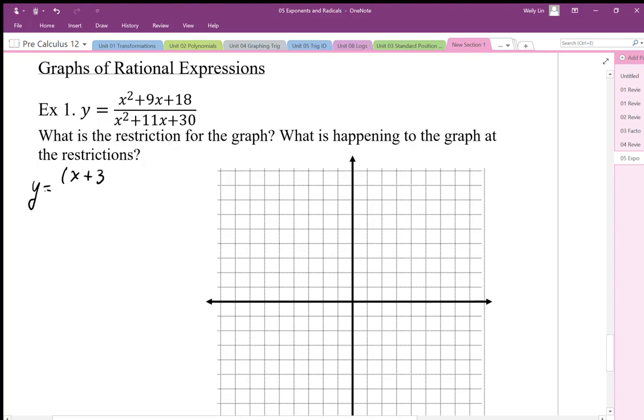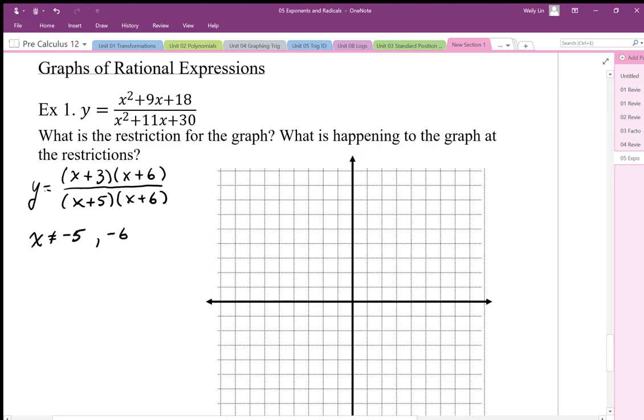I'm going to get x plus 3, x plus 6 on the top, and x plus 5 and x plus 6 on the bottom. Okay, so I cannot divide by 0, so I have to state my restrictions. X cannot be equal to negative 5, and x cannot be equal to negative 6.